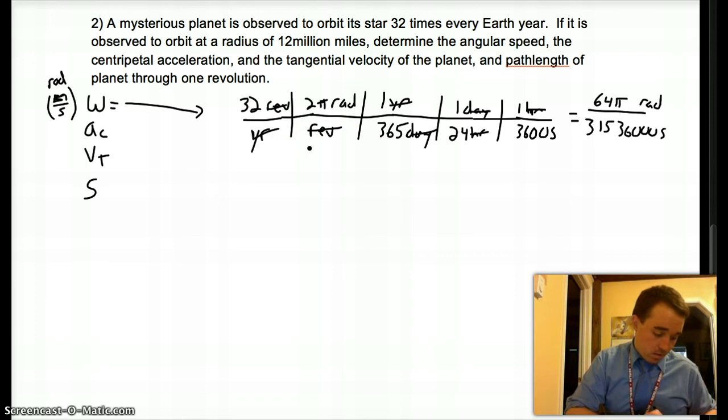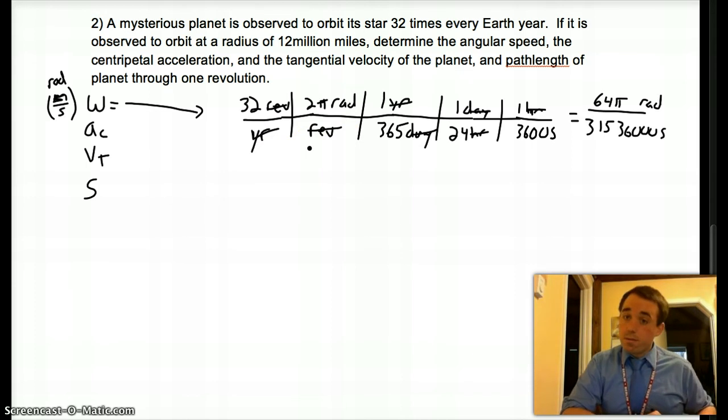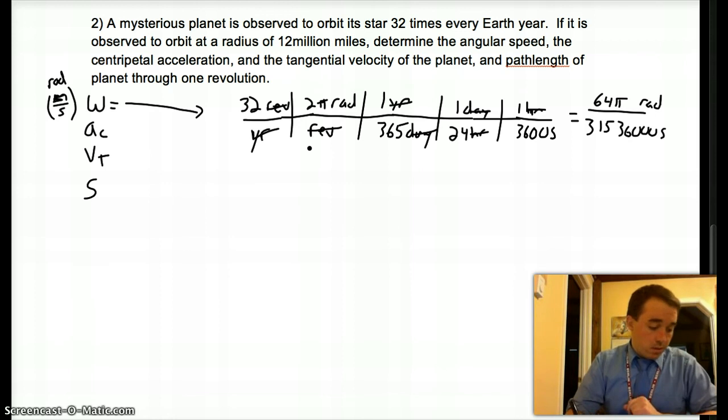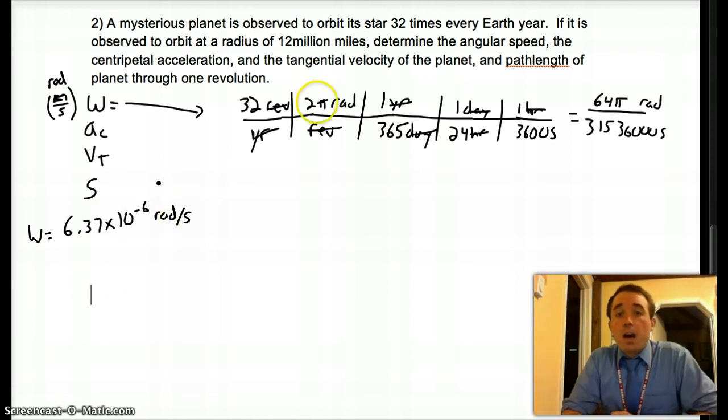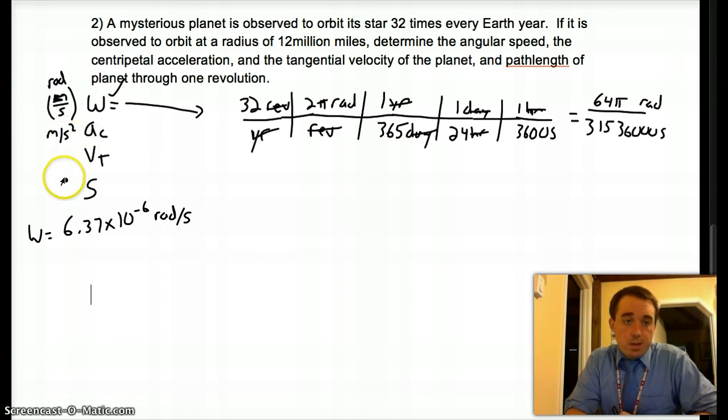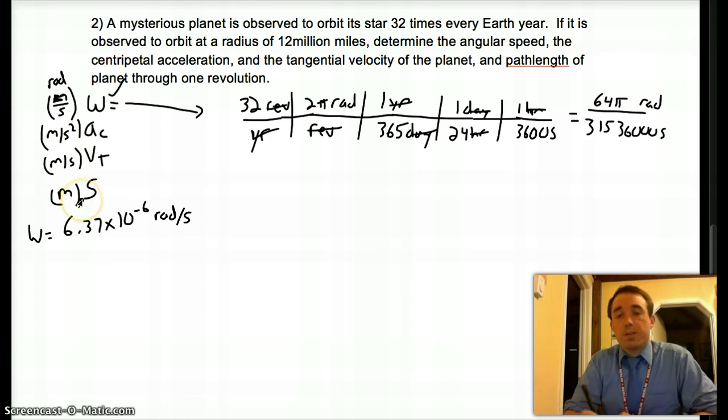64 pi over 31,536,000 is an omega of 6.37 times 10 to the negative 6th radians per second. Okay, so that one's done. I need to find centripetal acceleration, which is meters per second squared. Just sort of putting units to remind myself. Meters per second, and path length will have units of meters. Okay.